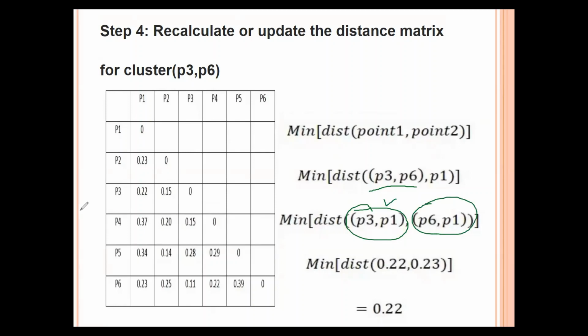From this given matrix, we are finding out the distance among these data points. P3 to P1, the distance is 0.22. And P6 to P1 is 0.23. So what is the minimum? You can see it's 0.22. That's why we have to update our matrix using this value.